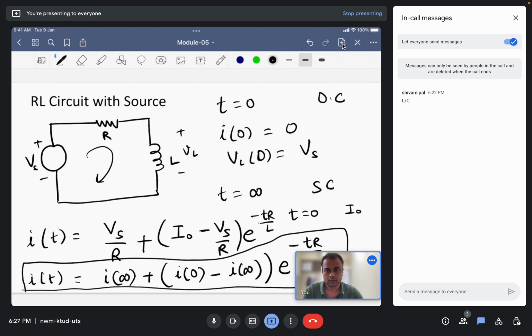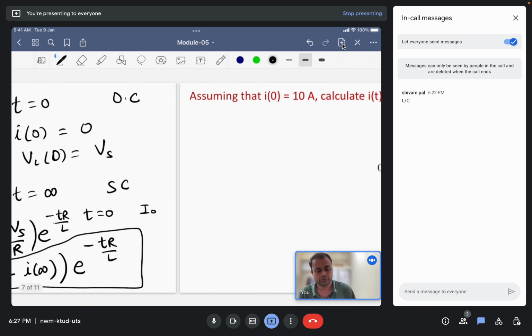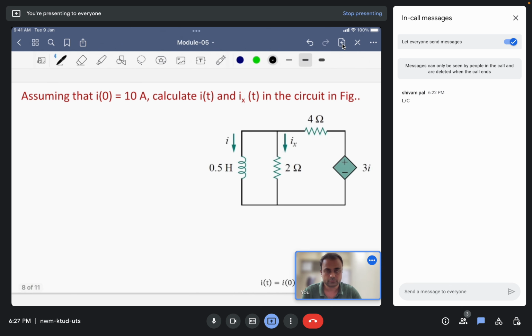So let us move to some problems associated with this. For the given problem, the initial current that the inductor has is 10 amperes, and we have to calculate iT, that is the current through the inductor, and also finally calculate the current through the 2 ohm resistor.